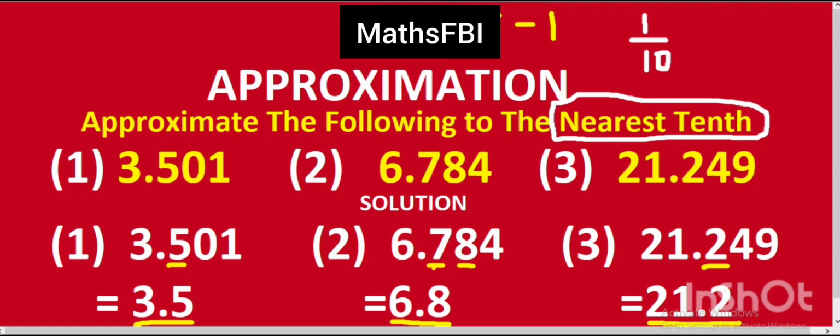The same thing we did to question number 2. Our target is 7, which is the tenth. But the number immediately after it is greater than 5, so we round it up to 1 and then we add it to 7. 1 plus 7 is 8. That's how we arrive at 6.8. So 7 has been rounded up to 8 here.